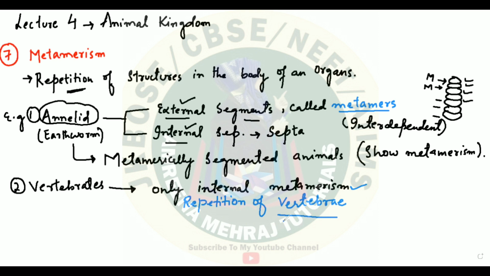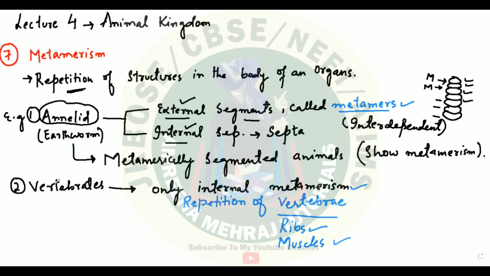Similarly, we have repetition of ribs. There are so many ribs present in our body and they are present in a repetitive manner, a sort of repetition which resembles somewhere the structures which were called metamers in annelids. So we don't have metamers as such, but there are some internal structures which are present in a repetitive manner, like our vertebrae, like our ribs, like our muscles. They are also present in a repetitive manner. So this is the way by which we can justify that our body also shows metamerism. But only which metamerism? Internal metamerism.